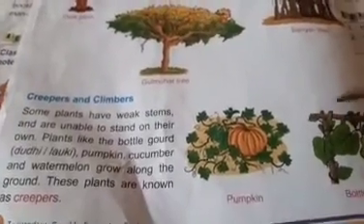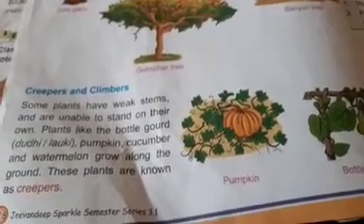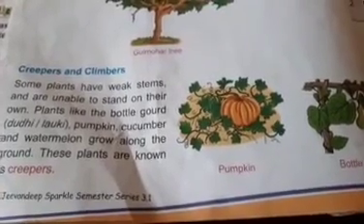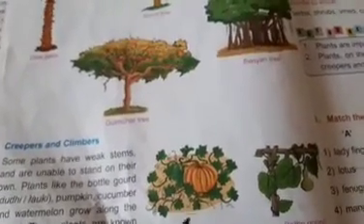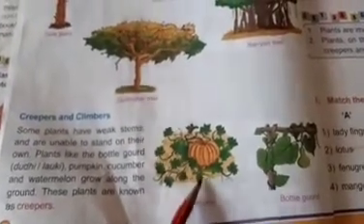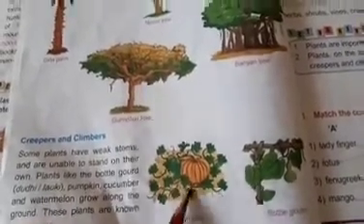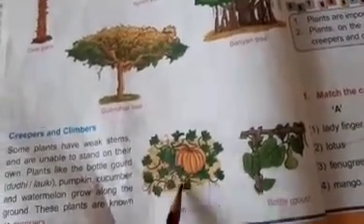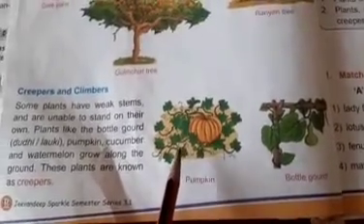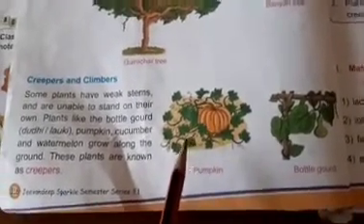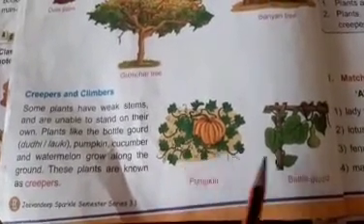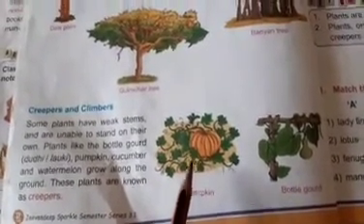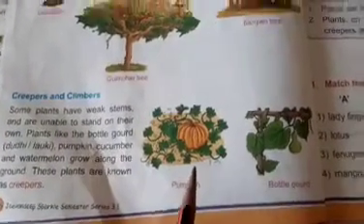Now see creepers and climbers. What are creepers and what are climbers? See, some plants have a weak stem and are unable to stand on their own. They have a very weak stem and are unable to stand on their own. Plants like bottle gourd, pumpkin, cucumber, watermelon.